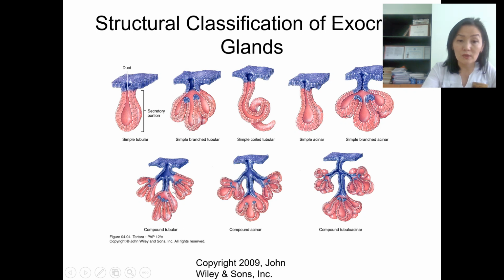Compound gland can be compound tubular because the secretory portion consists of tube-like structures. Why compound? Because you can see here that the duct portion is divided into many branches. That's why compound gland. Compound acinar. Compound because many branches. Acinar because the secretory portion is like an acinus. And compound tubular acinar gland. One portion like a tube, another portion like an acinus. That's why we can say tubular acinar glands. These are morphological classification of exocrine glands. Exocrine, okay?